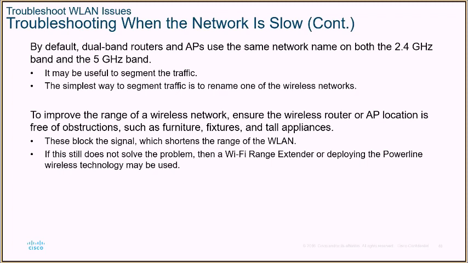To improve the range of a wireless network, ensure the wireless router or access point location is free from obstructions, such as furniture, fixtures, and tall appliances. These block the signal, which shortens the range of the wireless LAN. If this still does not solve the problem, you can get Wi-Fi range extenders, or power line wireless technology may be used.